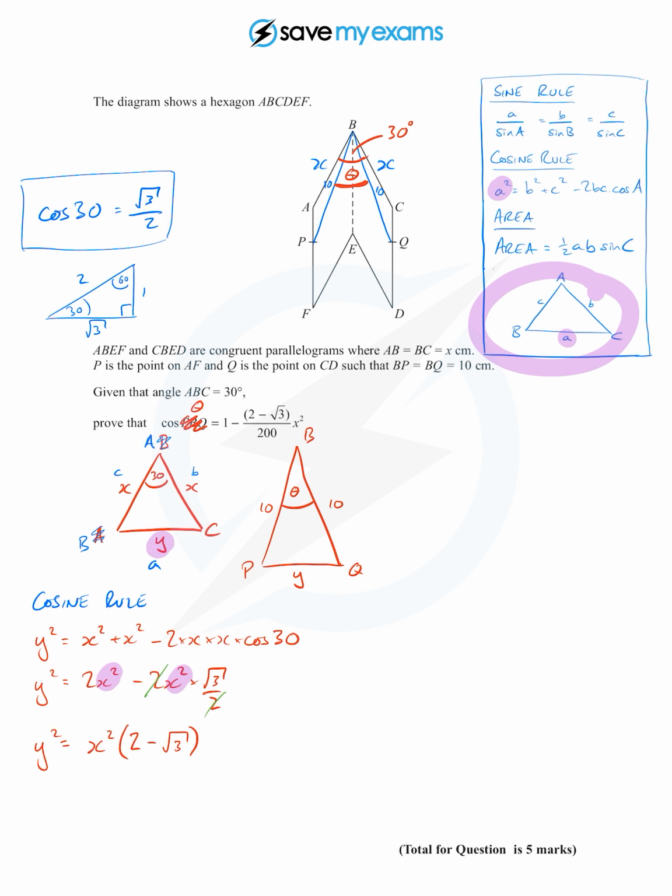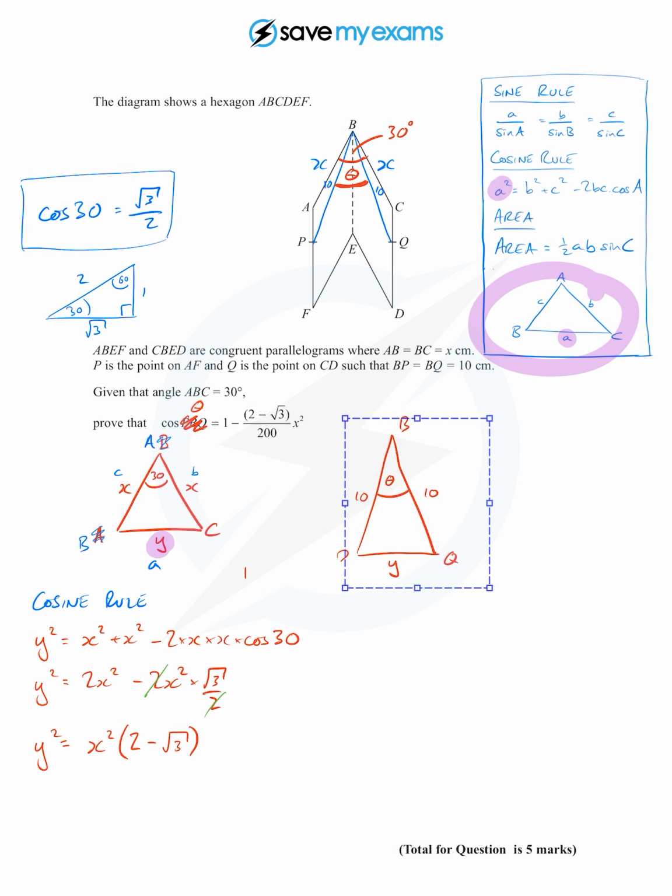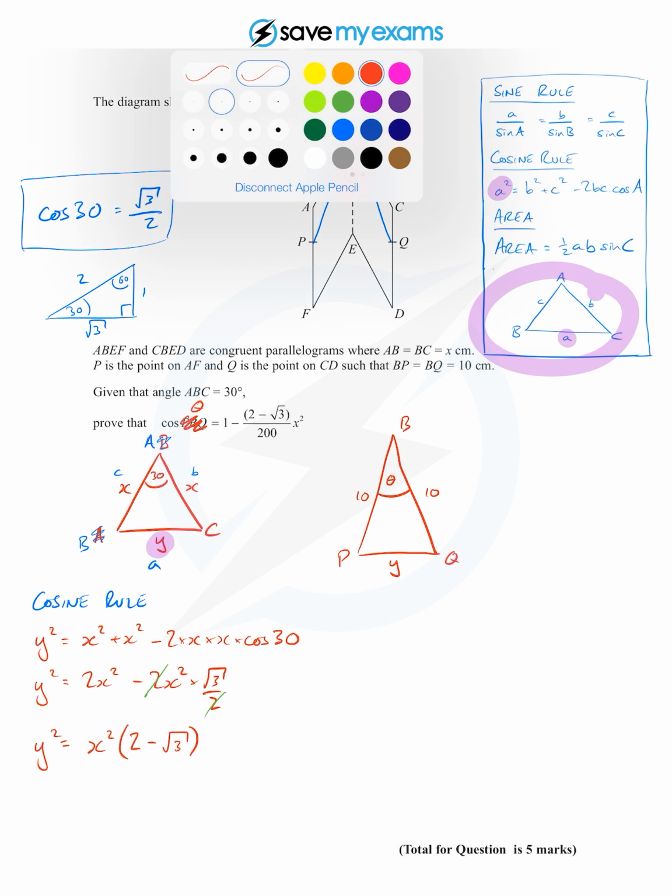And I feel as though I'm going in the right direction because x squared times 2 minus root 3 appears in the answer that I'm going for. That's very encouraging. I'm not even going to square root now, because I can see that the other triangle, which I'm just going to move to give myself more space, is also going to have something to do with y squared. I'm going to use the cosine rule in the second triangle.